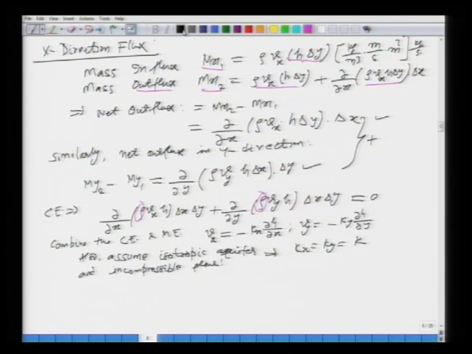All right. So, once we use all these things, what I am going to get is this: del del x of h del h del x, okay, that is term number 1, plus you have del del y of h del h del y is equal to 0. Okay. So, this is the form of the equation I get, which is the governing differential equation we are trying to derive for this particular case, the unconfined case.